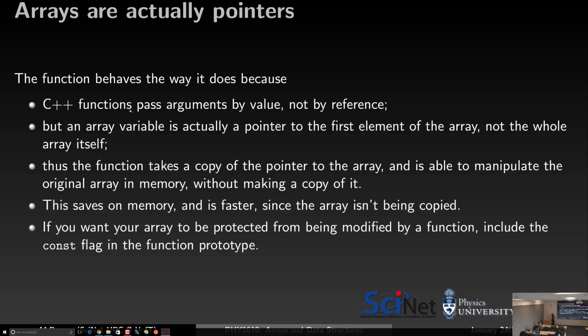So basically, this is the point I was making. In C++, functions pass arguments by value, not by reference, with the exception of arrays. You can see an array as a pointer to an allocation of memory. Therefore, when the function gets an array, what it gets in the end is that pointer to the allocation of memory where the array lives.